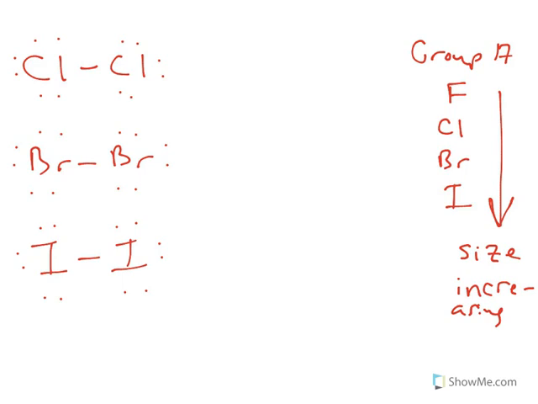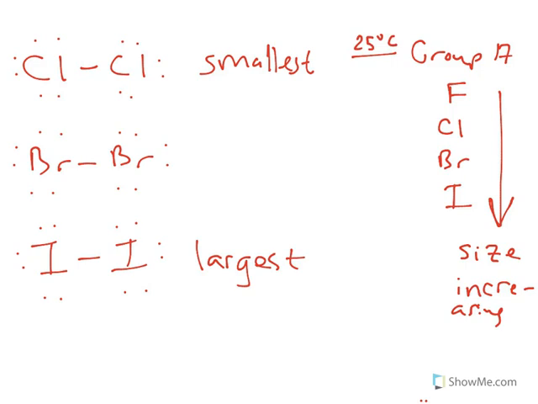If we go back and look at our chlorine molecule versus our bromine molecule versus our iodine molecule, iodine is obviously going to be the largest, and chlorine is going to be the smallest. At room temperature, at 25 degrees C, chlorine exists as a gas. Bromine at 25 degrees C is a liquid, and iodine at 25 degrees C is a solid.